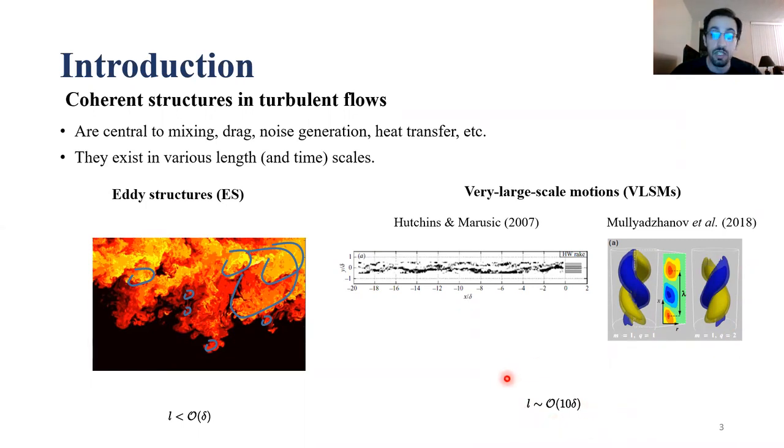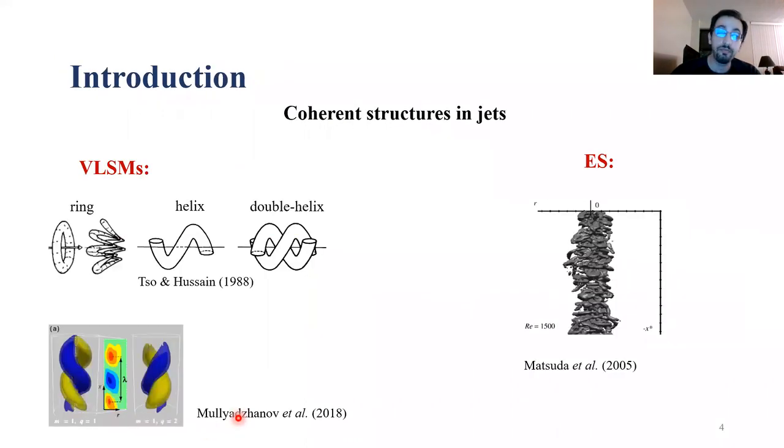So the main difference between the very large-scale structures and eddy structures is their length. The very large-scale motions' length is of the order of 10 times delta, 10 times the boundary layer thickness, and for the eddy structures, their length scale is usually of the order of the boundary layer thickness or smaller. So in this talk, we're interested in the very large-scale motions and eddy structures in the jets. The very large-scale motions have been categorized in the literature as rings, helices, and double helices. This is a cartoon from Fiedler and Hussain, and also in more recent studies like this one, they have been reported in turbulent jets.